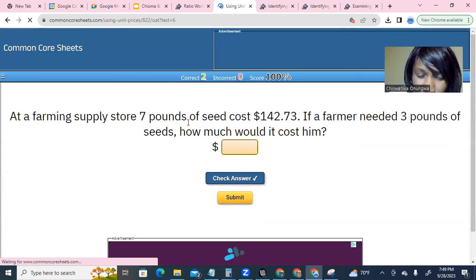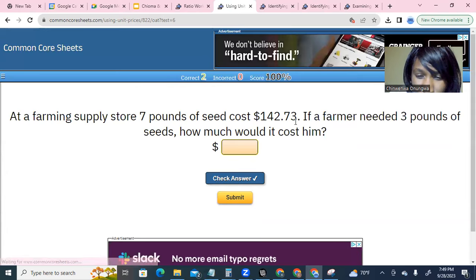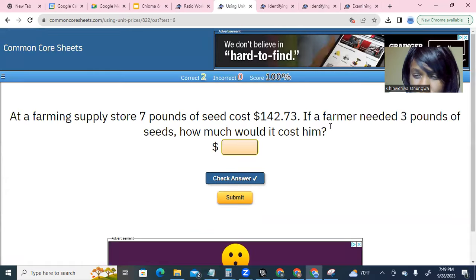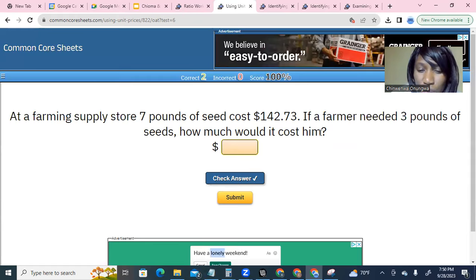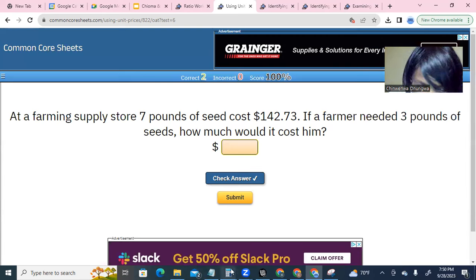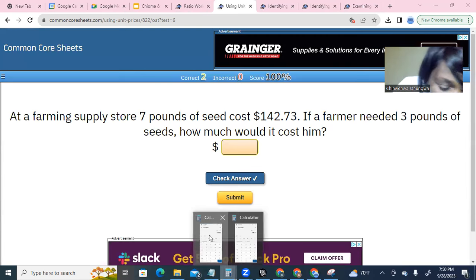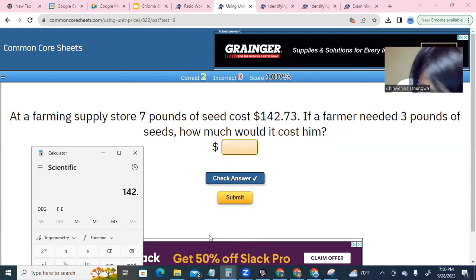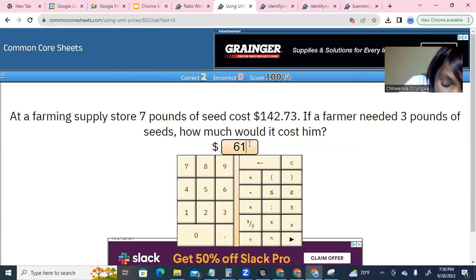It says at a farmer's supply store, 7 pounds of seed cost 142.73. If the farmer needs 3 pounds of seed, how much would that cost him? We'll divide to find the cost of one, and then we'll have to multiply by 3 to find the cost for 3. So 142.73 divided by 7 will give us that the price for one pound is 20.39. The price for 3 pounds will be 3 times that, so times 3 is 61.17. And that's all you would do for these.